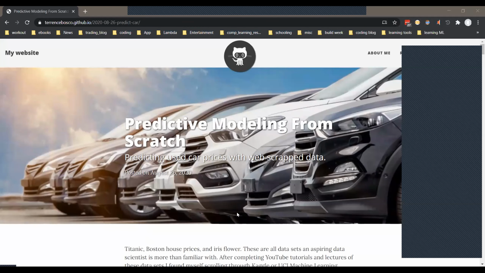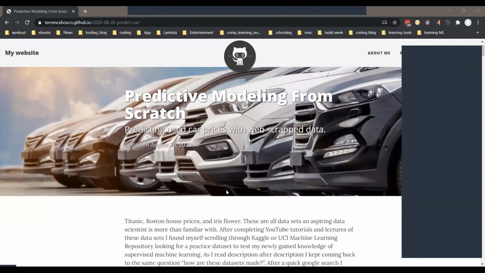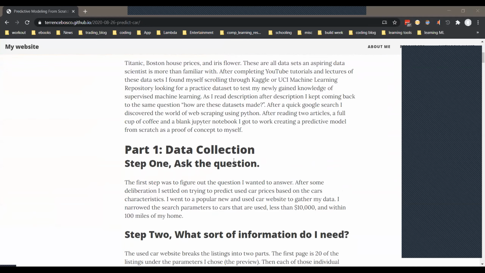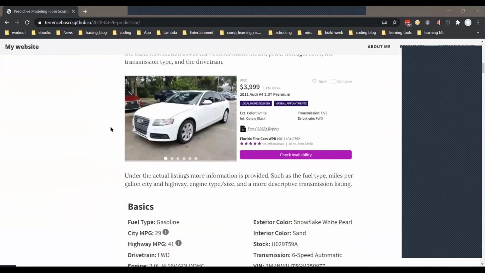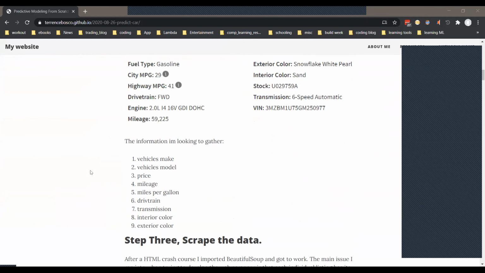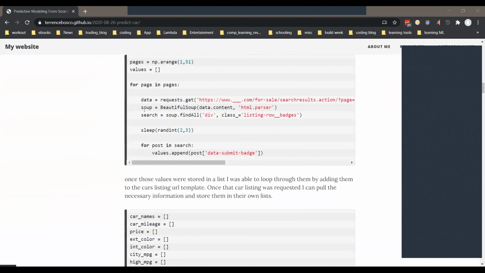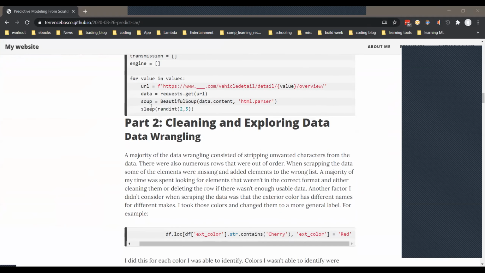Okay. So for my project, I wanted to predict used car prices based on the car's characteristics. So I went to cars.com and collected data on used cars. And here is the data I ended up collecting. This is just a brief description of how I ended up collecting the data.